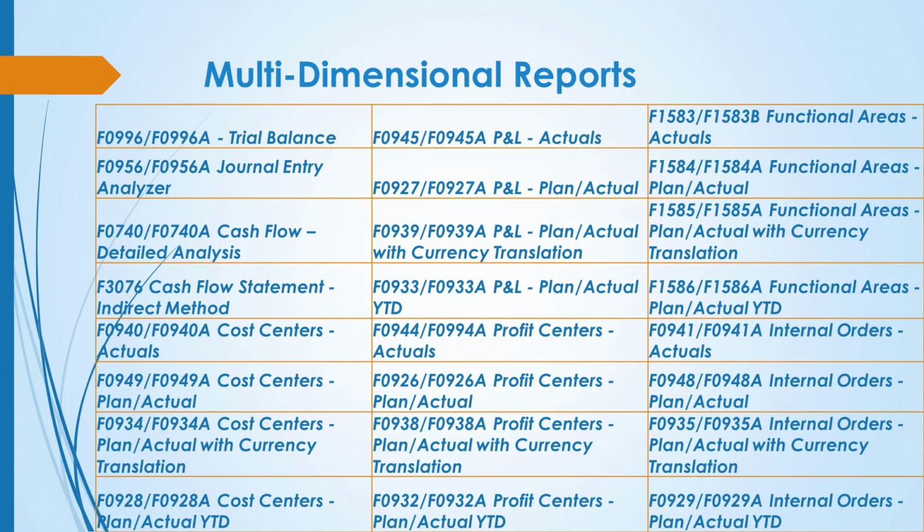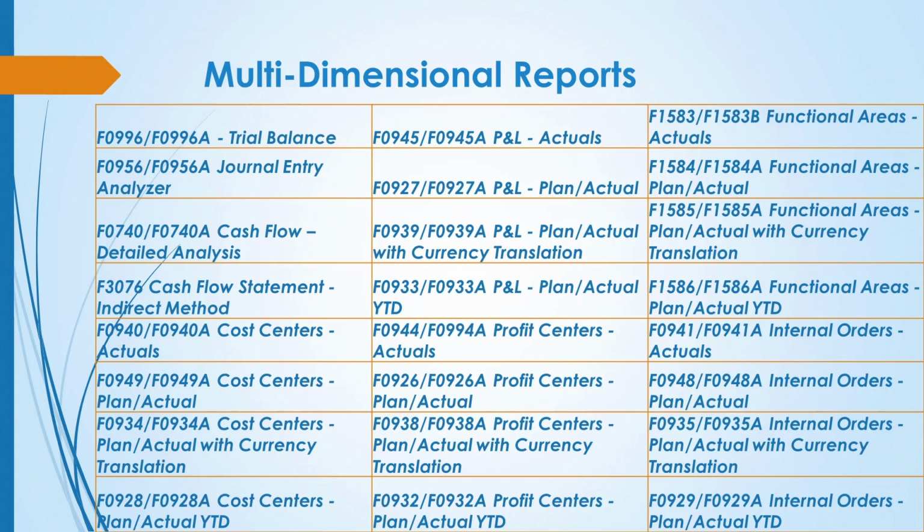There are also a lot of other reports such as cost centres, profit centres and internal order actuals, which you might also want to run while looking at the general ledger, although they're technically controlling reports. Most of the controlling reports, as you can see, have options for actual versus different plan versions, as well as year-to-date and different currencies.